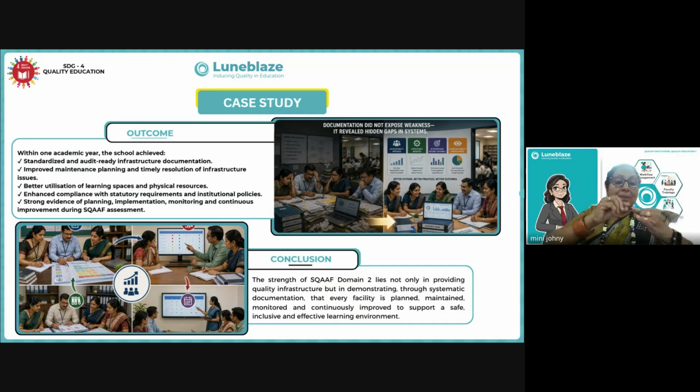Now you see planning, implementation, monitoring, and continuous improvement. Everything is interconnected. Thus, you can see the documentation does not expose weaknesses. It revealed hidden gaps in the system.